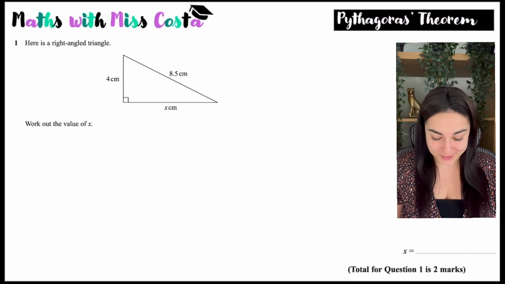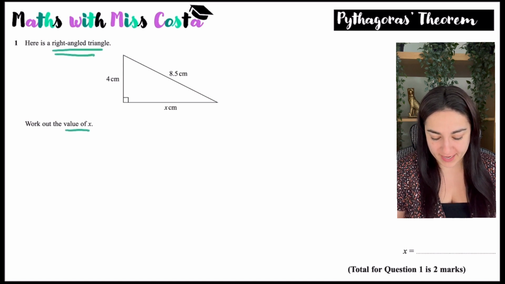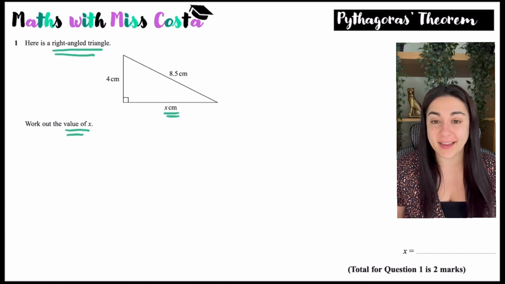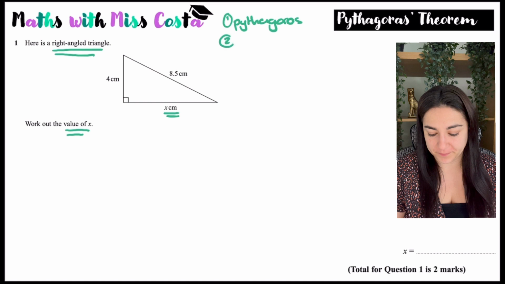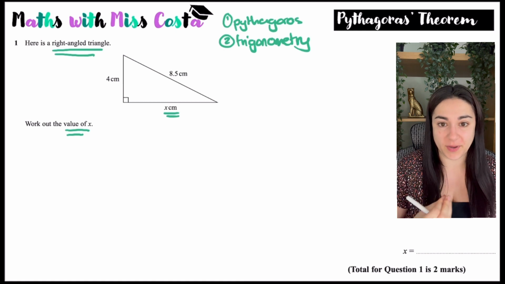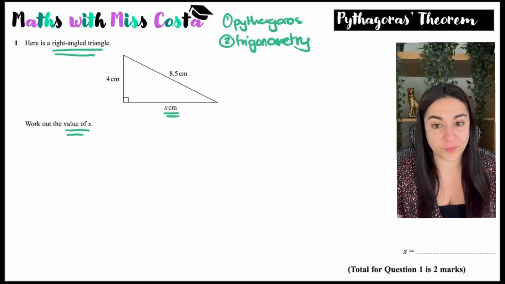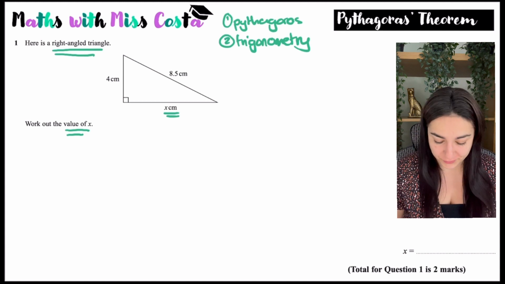So in this question I am told that here is a right-angled triangle and I'm asked to work out the value of x, which is the length of one of the sides. Now if you're given a right-angled triangle, you know there's two things that you can use. The first thing is Pythagoras and the second would be trigonometry. Pythagoras is when we have two sides that have been given and we're trying to work out the third, final side of a right-angled triangle. So in this case, I know I'm going to use Pythagoras. I don't need to involve trigonometry.